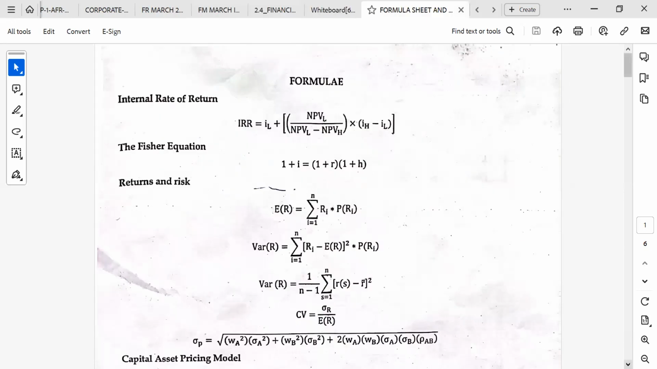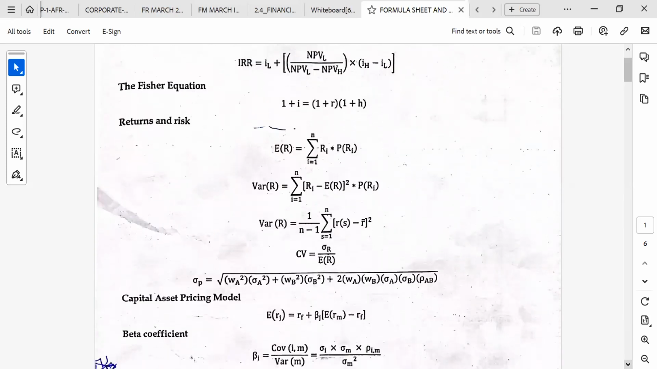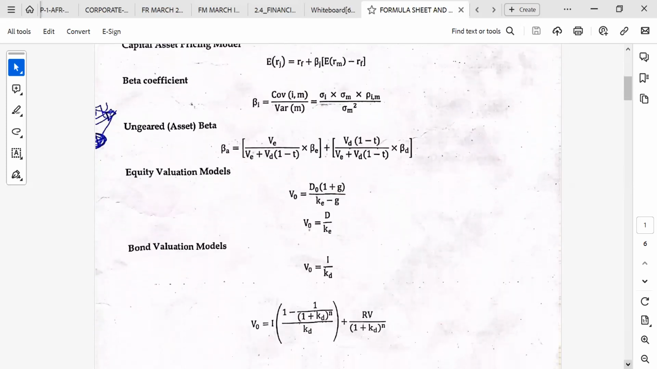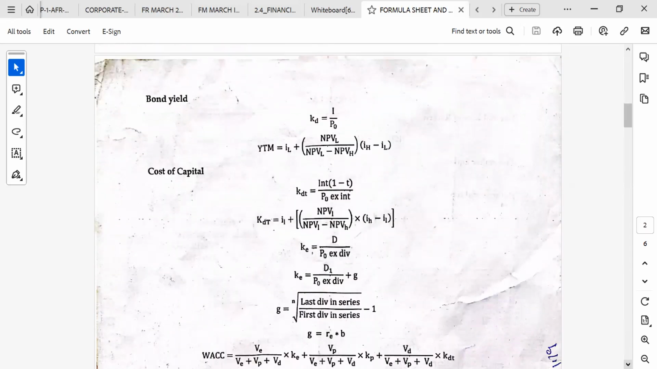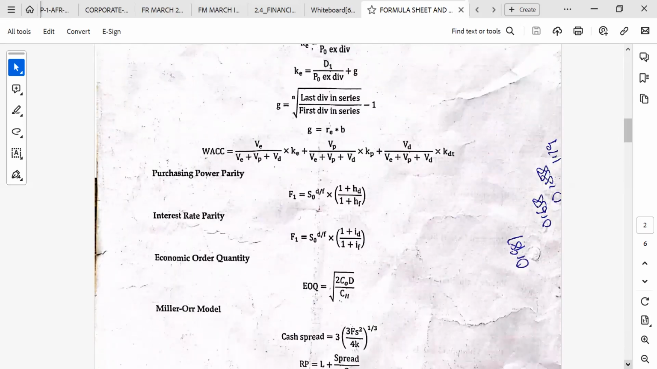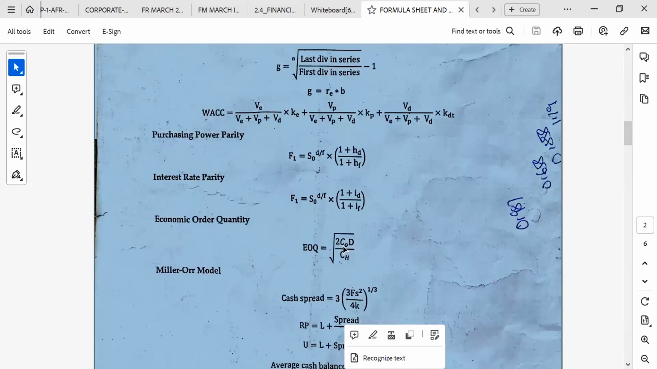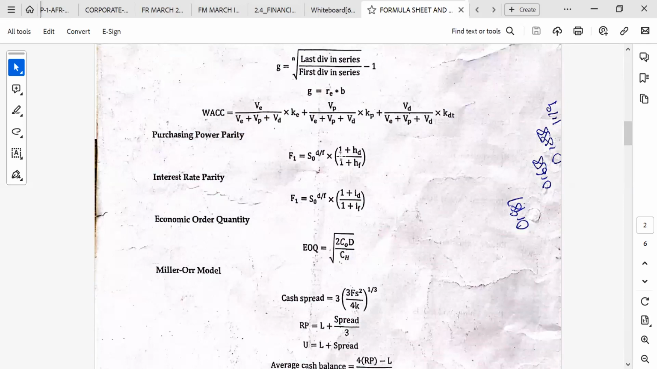If you come to the formula sheet over here, you see your economic order quantity. The economic order quantity will be given to you. What we did yesterday was the purchasing power parity and the interest rate parity. These are the formulas. This is the WACC, where they factor in preference shares, so whenever you have preference shares, you put them there. This is the dividend growth, so the g over here is the dividend growth. This is the cash spread.